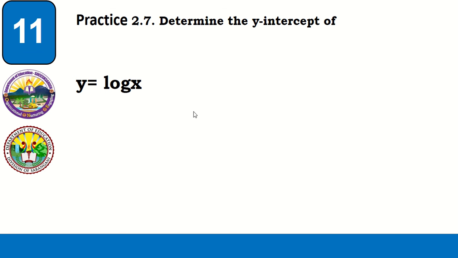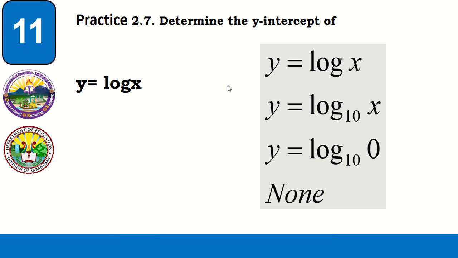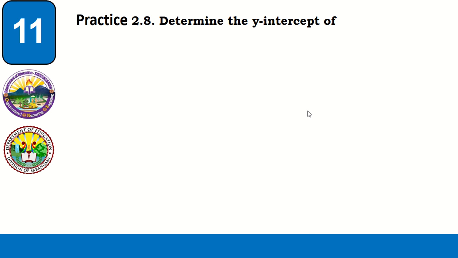How about number 7, log of x? We have no base here. When there is no base, it means base 10. We have y equals log of x, base 10. And this is 0. We know that 0 is not positive. That means this does not exist. That means the graph does not intersect the y-axis. There is no y-intercept, so none.